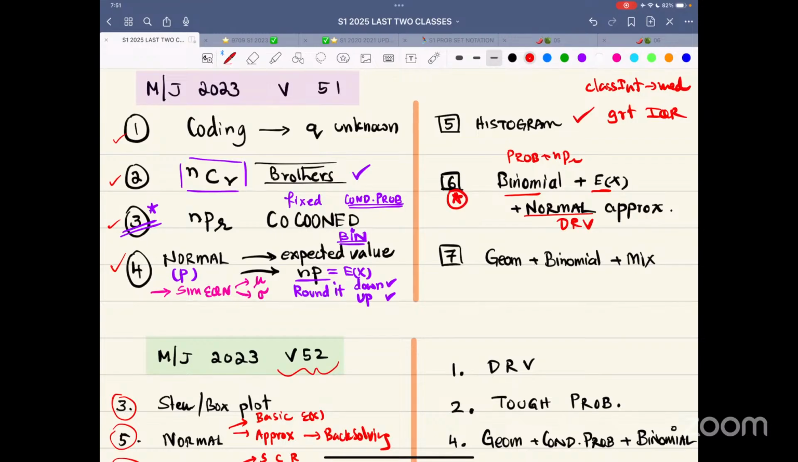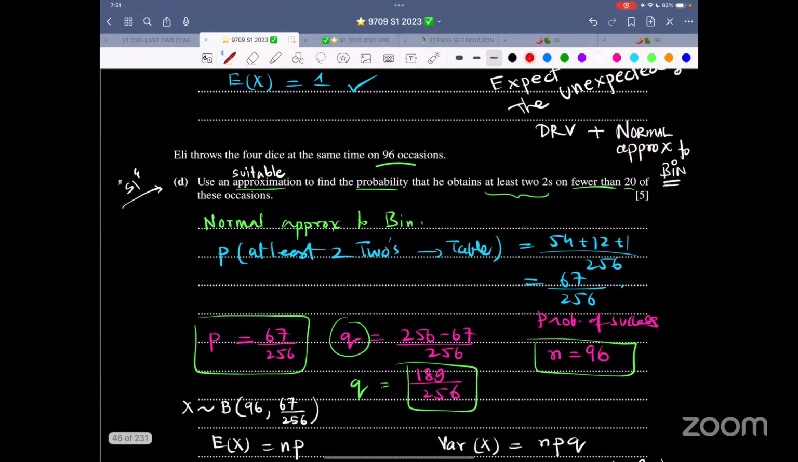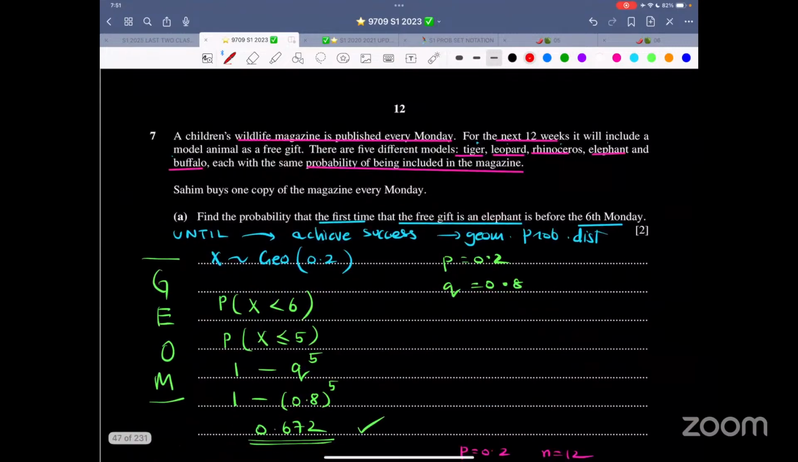And now let's look at question number 7. So now question number 7, first read the question. The question says a children wildlife magazine is published every Monday. For the next 12 weeks, it will include a model animal as a free gift. There are 5 different models: tiger, leopard, rhino, elephant, and buffalo, each with the same probability of being included in the magazine. Now, when you read the first paragraph, it seems like a binomial to me, but let's study further.